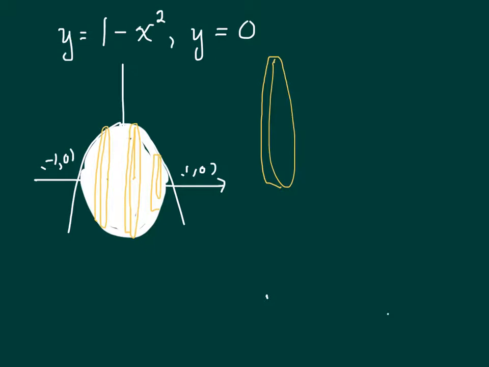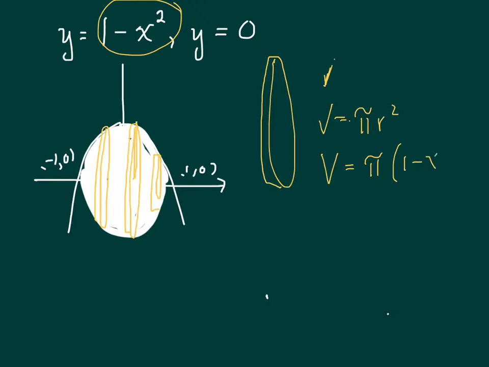So I know that for each disc, my volume is going to be equal to pi times the radius squared, but my radius, as we said, goes right from the x-axis right up to the edge. So this, depending upon x, is my radius. So the volume for each of these discs is pi times (1 minus x squared) squared.